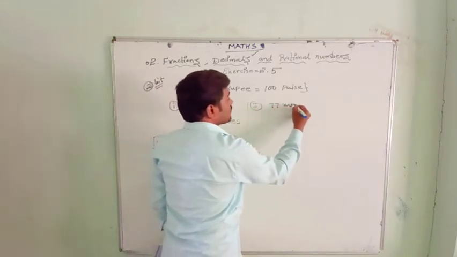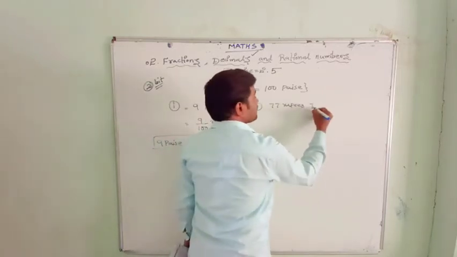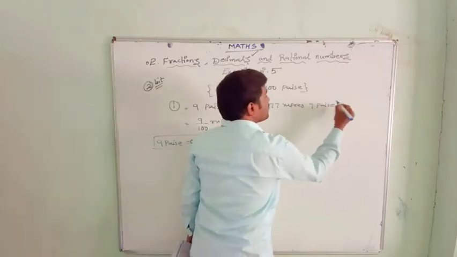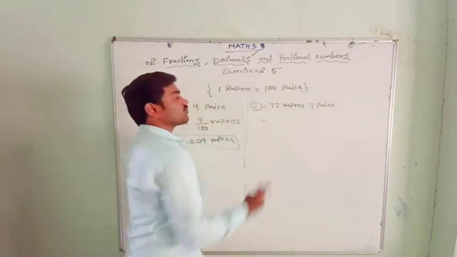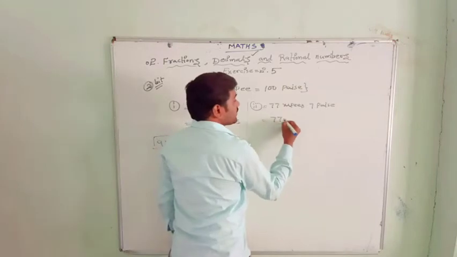Now you can understand the second question, 77 rupees 7 paise. So simple. This 77 rupees we will keep like this only.